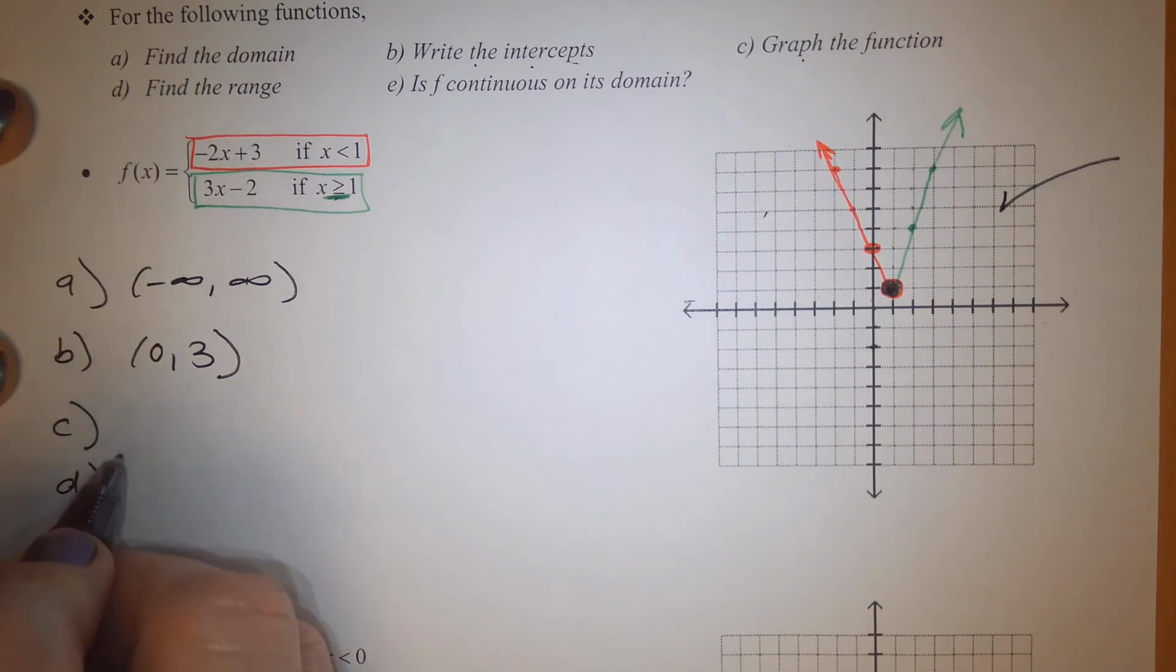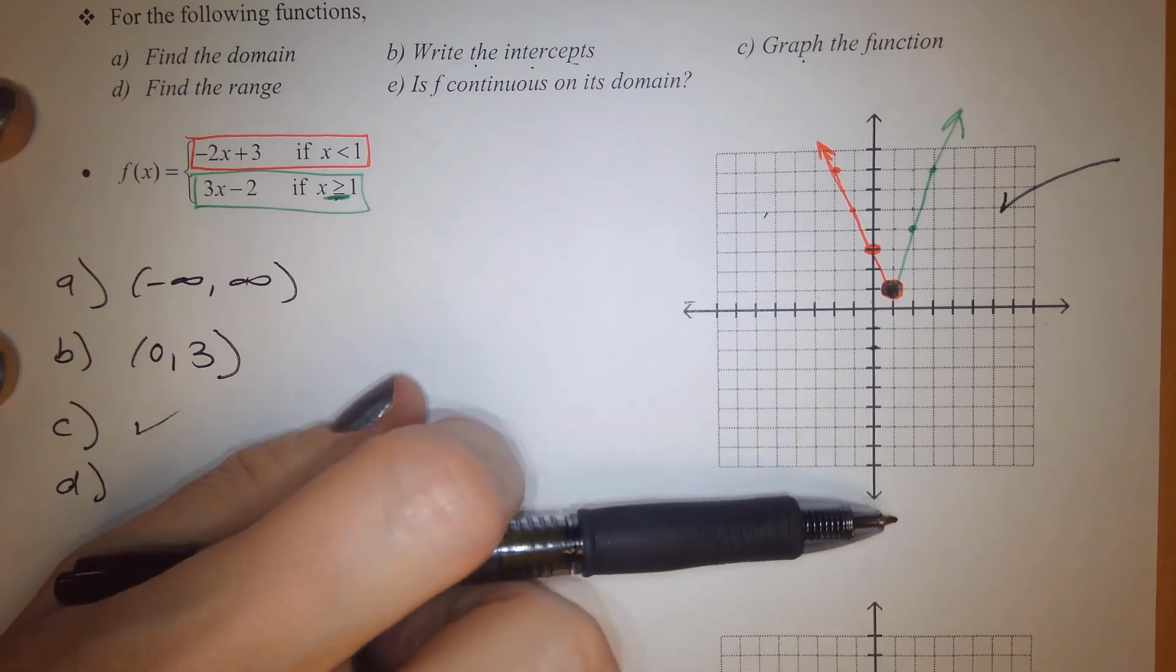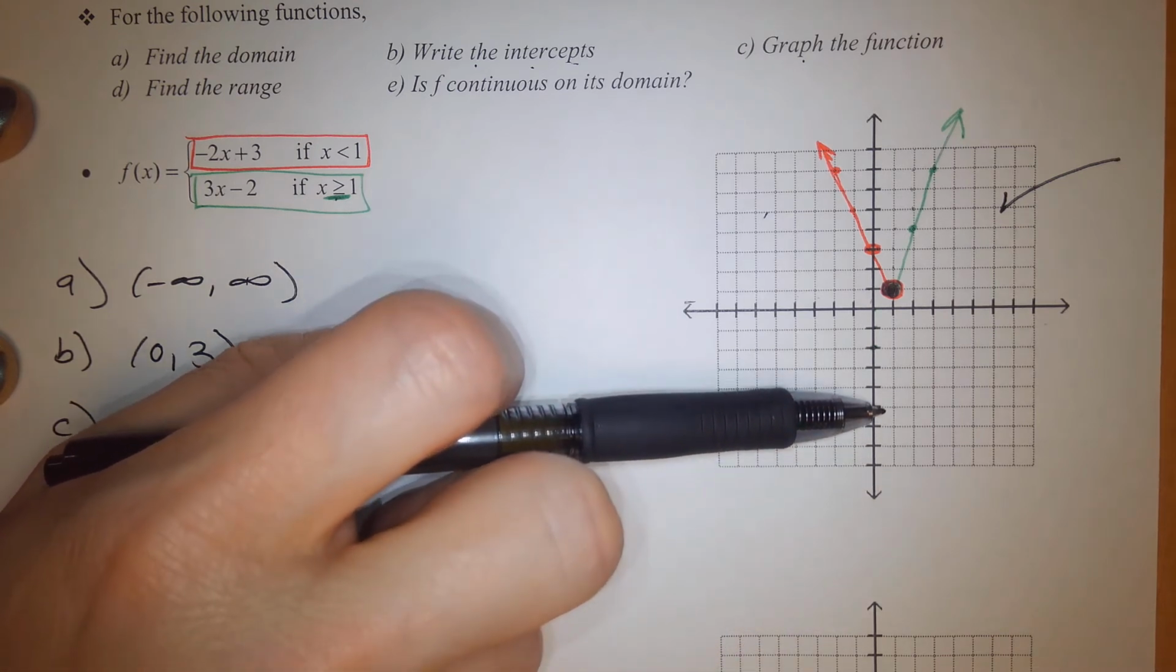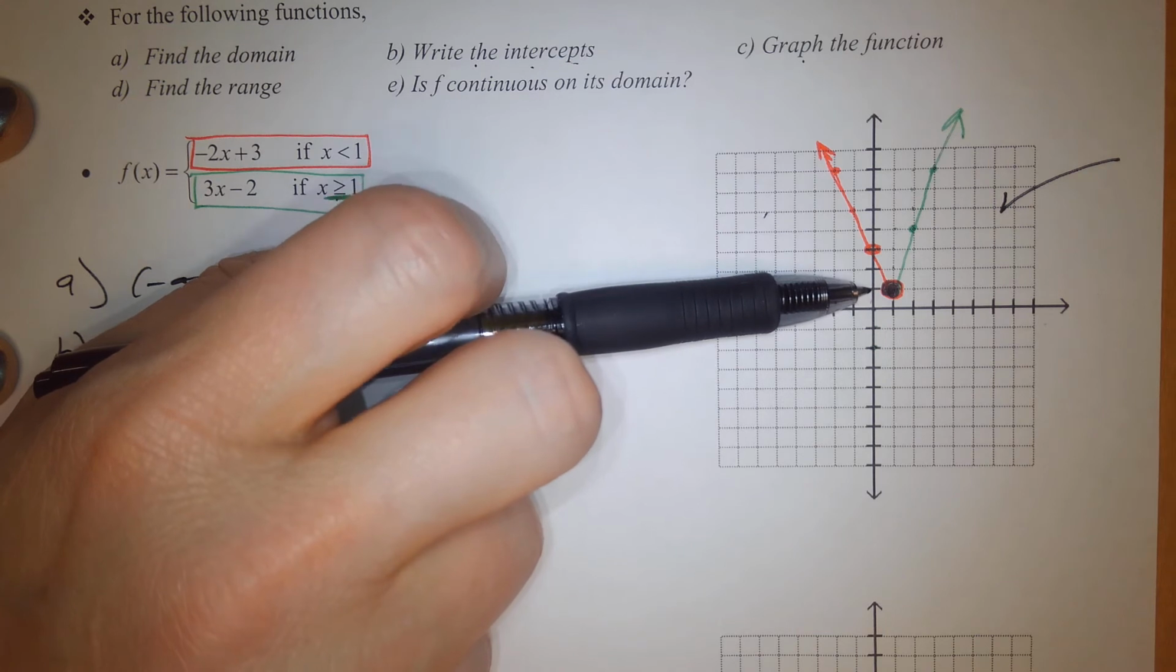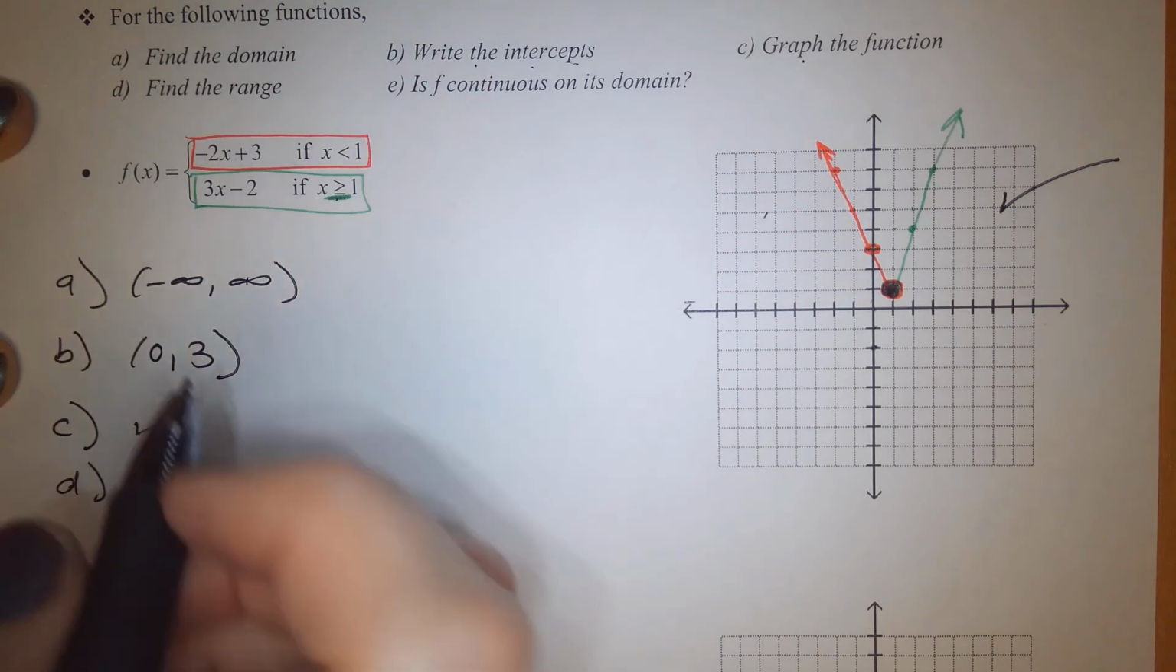D. Find the range. The range, the graph starts in the y direction. It starts at the number 1 and goes to positive infinity.